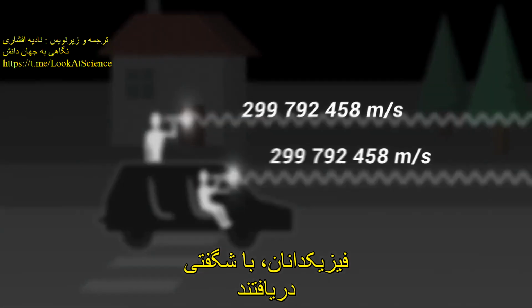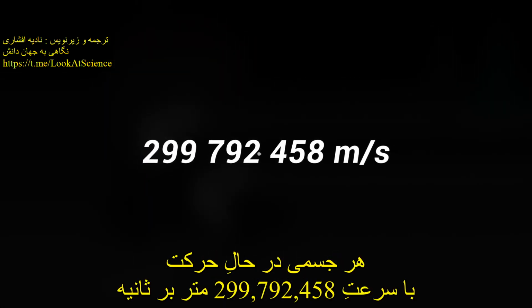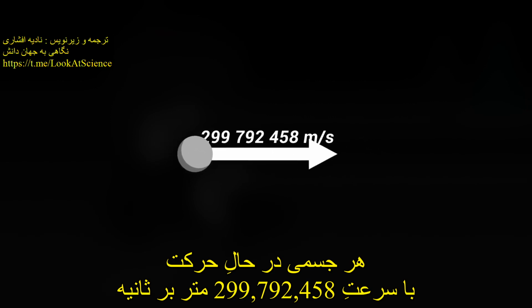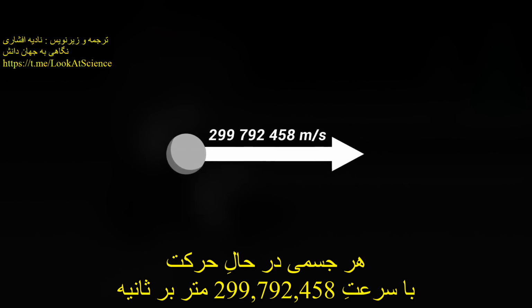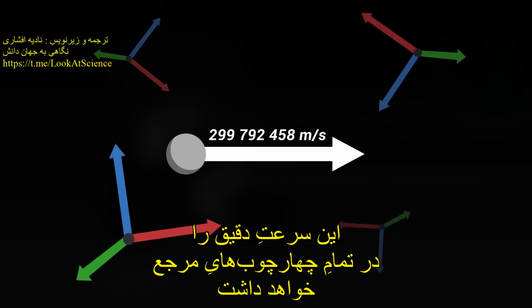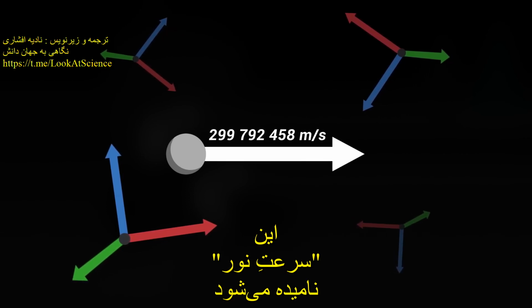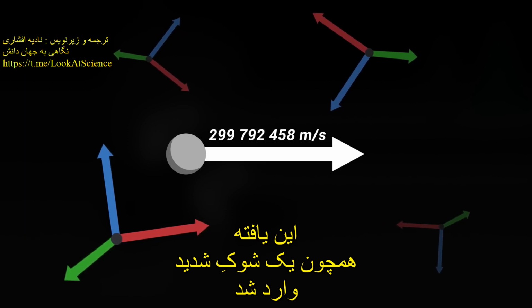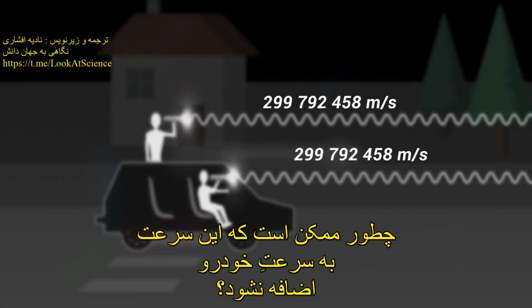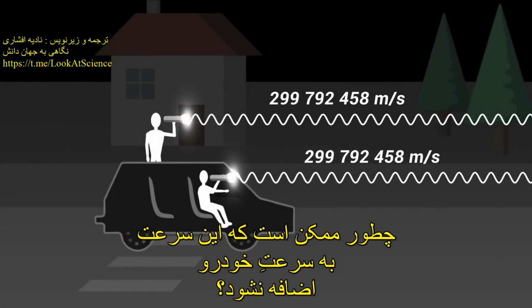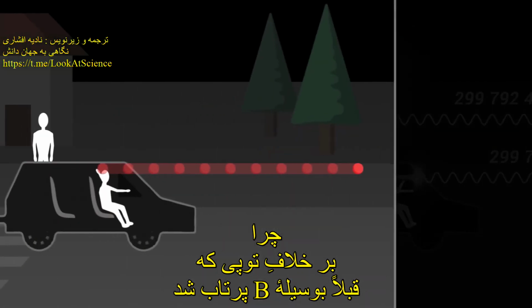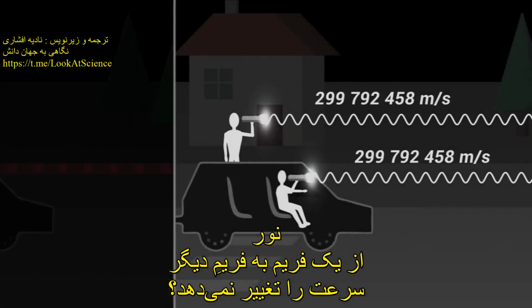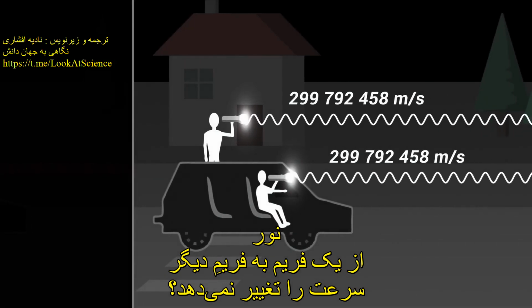With astonishment, physicists discovered that this precise speed is absolute. Any object moving at 299,792,458 meters per second will have this exact speed in all reference frames. It is called the speed of light. This finding came as a drastic shock. How is it possible that this speed does not add up to that of the car? Why, unlike the ball thrown by B earlier, does light not change speed from one frame to another?